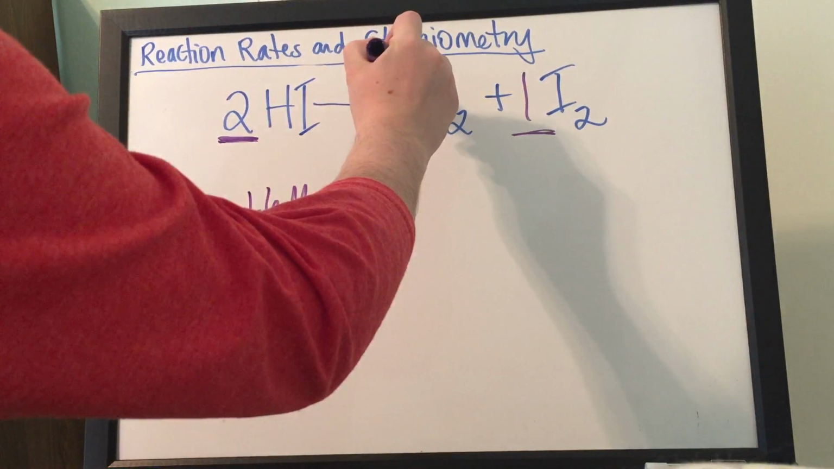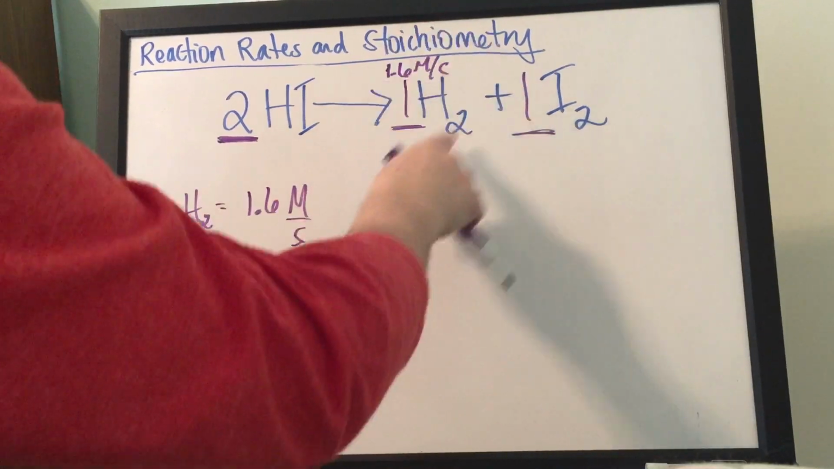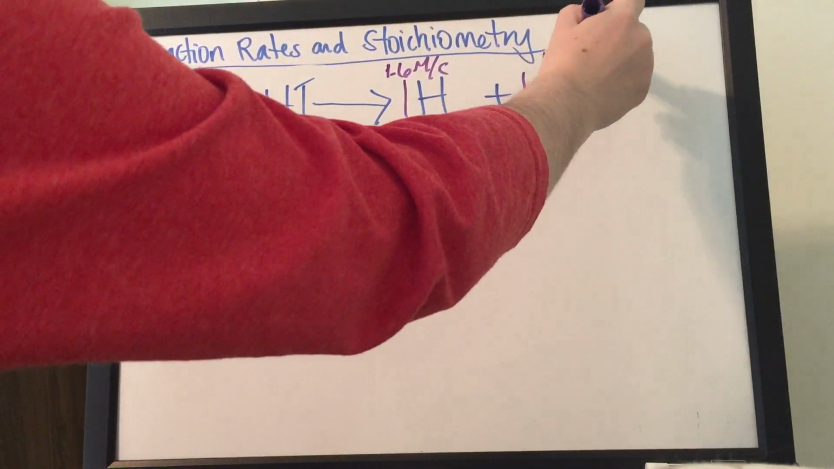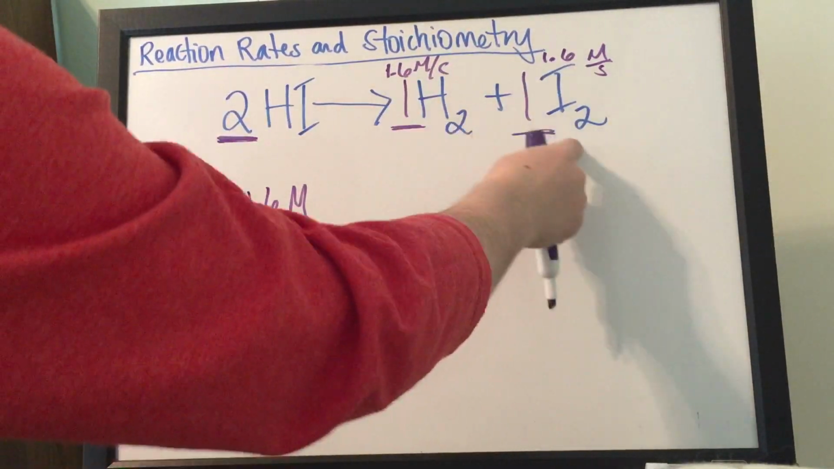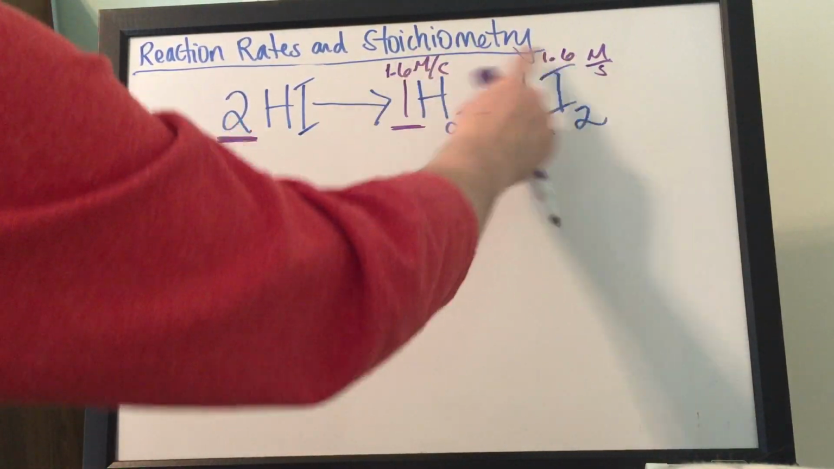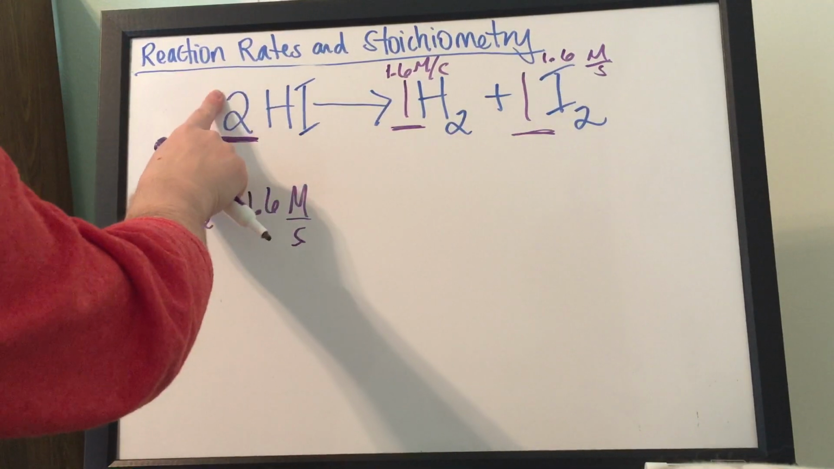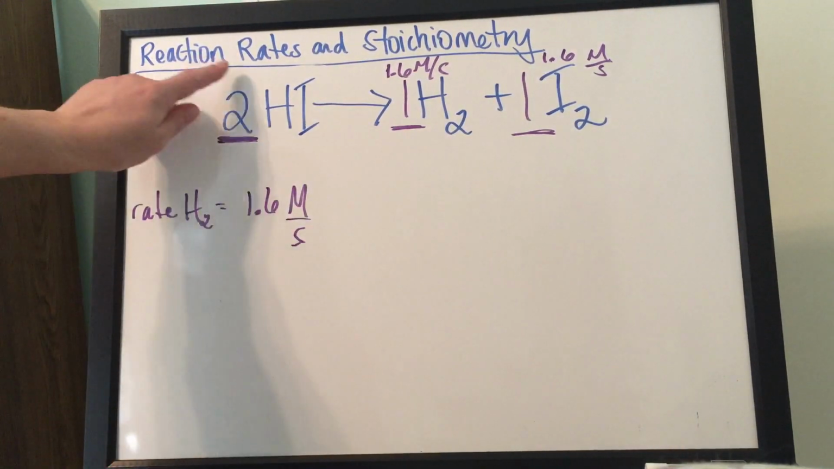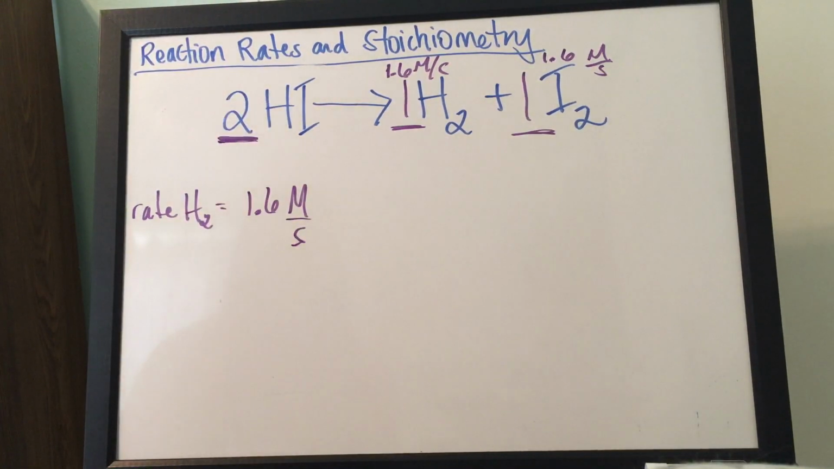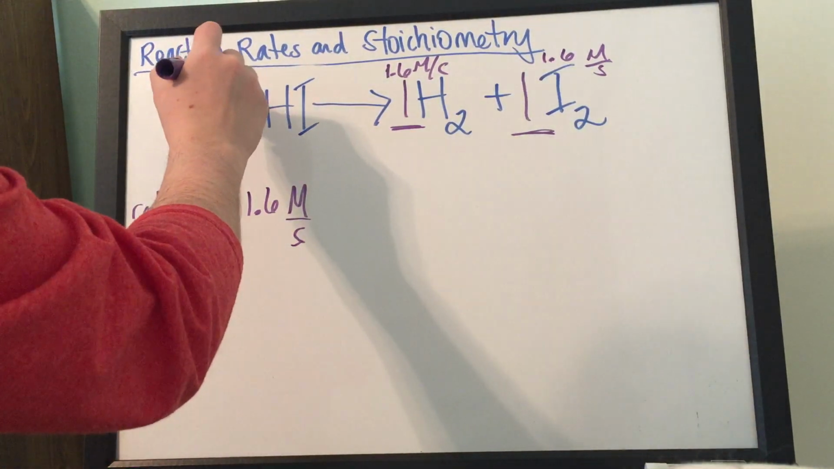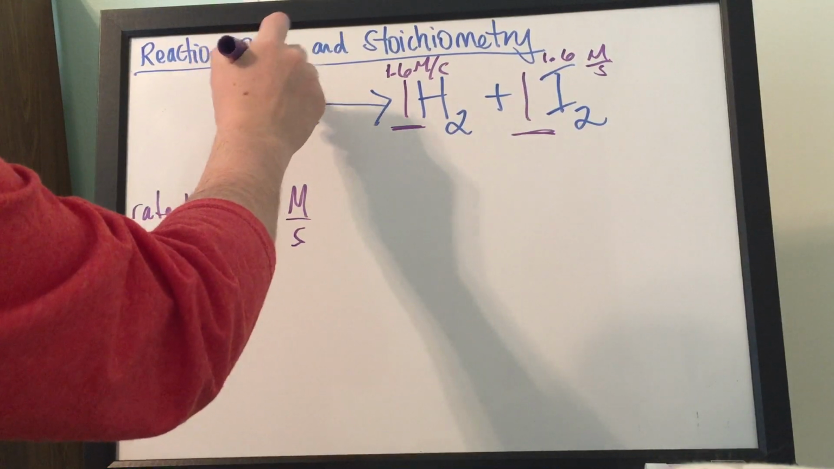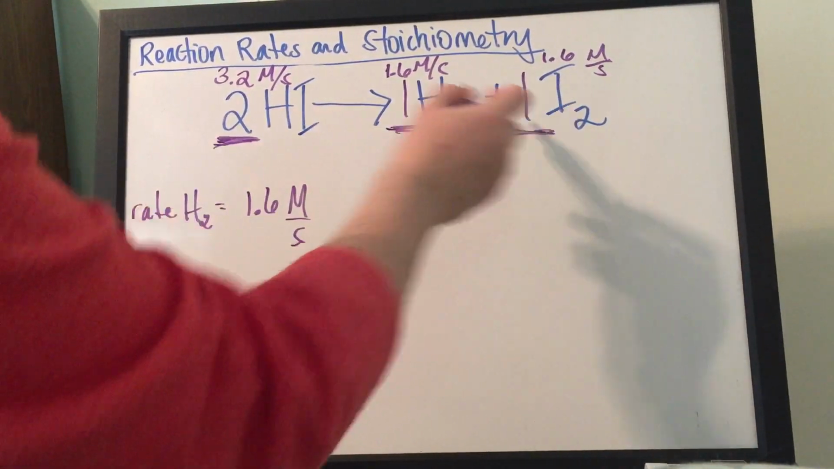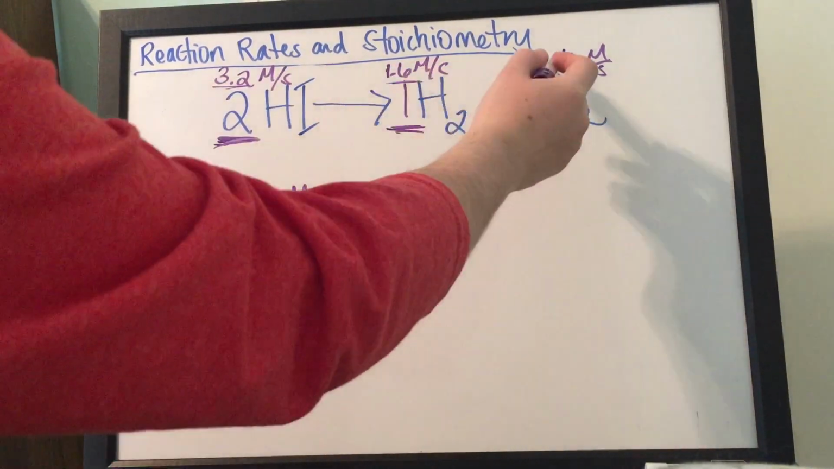So if this is a 1.6, well, what's this one going to be? Well, it's a 1-to-1. So it's also going to be a 1.6. So meaning these two are appearing at exactly the same rate. Well, what's this one going to be? This is a 1 and it's a 1.6. So this is a 2. So this has to be double. So 1.6 doubled. That better be 3.2 molarity per second. So again, your coefficients dictate your rates.